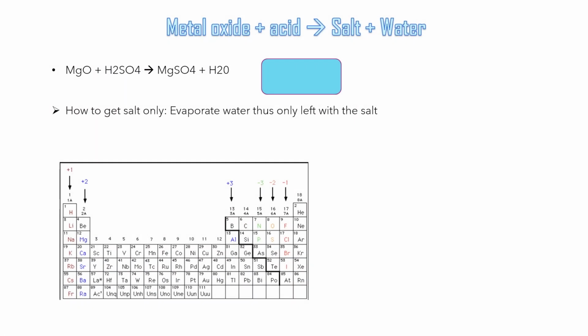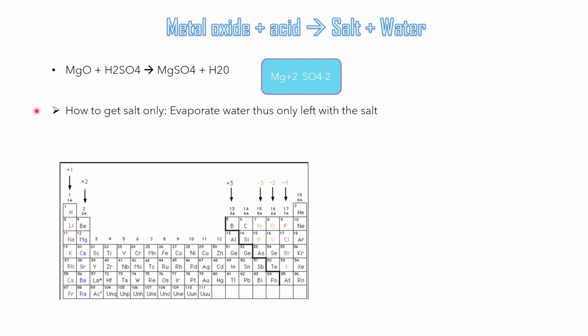The next one we'll be looking at is metal oxide plus an acid, which will always give you salt and water. The first example, MgO plus H2SO4, will give you MgSO4 plus H2O. This is the salt and this is the water. In this case, magnesium is plus 2 on the periodic table, and SO4 is minus 2. It's a radical, so you need to know them. It cancels out, so this is balanced.